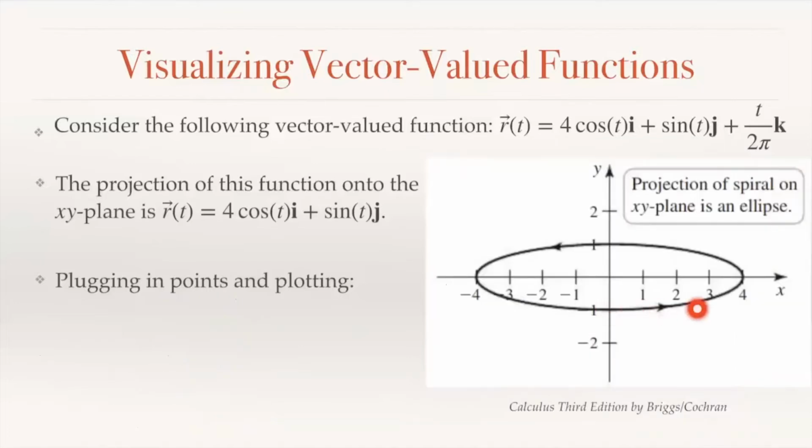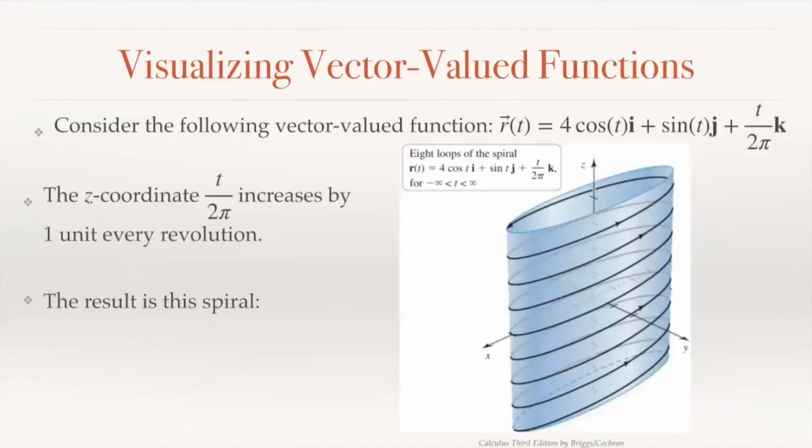Okay, so here's just a better picture of that. And once again, the z coordinate, t over 2 pi, increases by 1 every revolution of 2 pi. And the result is this elliptical spiral, with the projection onto the xy plane being that ellipse that we just found.